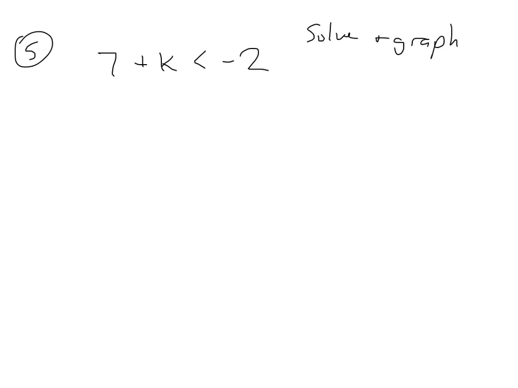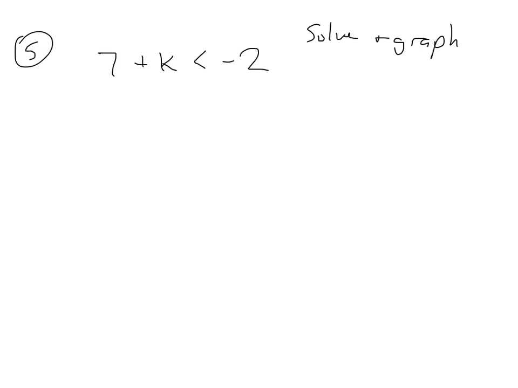So what about this one? Why don't you try this one, number 5. 7 plus k is less than -2. Sorry, not equals, is less than -2. I want you to solve and graph that. So pause the video, give that a try, and play when you're done.